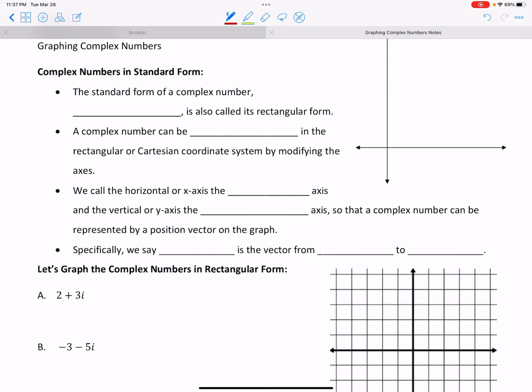Hello and welcome to our lesson on graphing complex numbers. The graphing of complex numbers we're going to do is in rectangular form and then in trig or polar form. So let's start with the rectangular form, or the standard form.